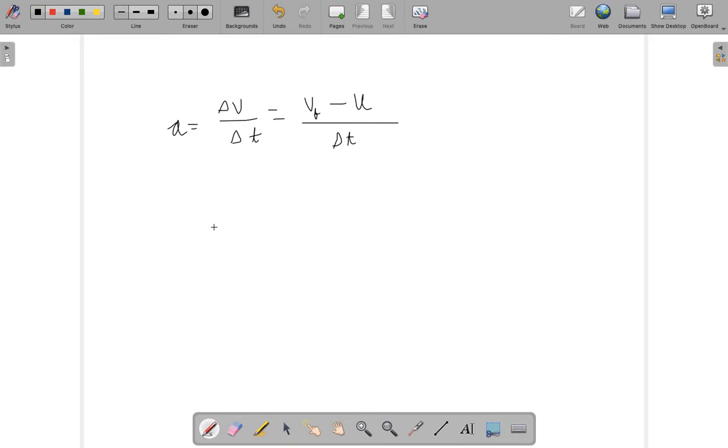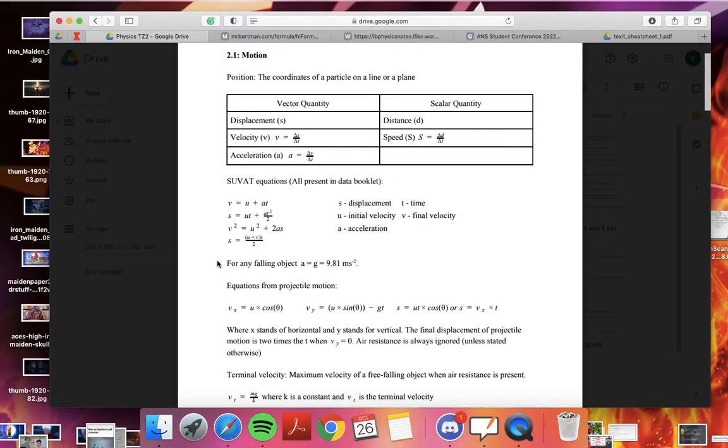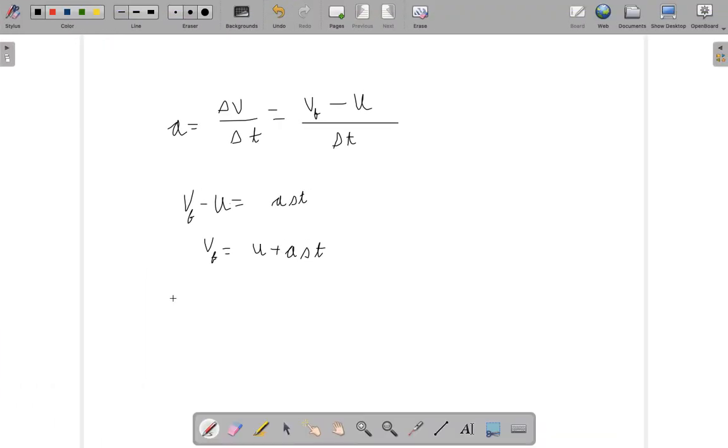If we rearrange this equation, we end up with our final velocity minus our initial velocity is equal to acceleration times the change in time. So you end up with our final velocity is equal to our initial velocity plus acceleration times the change in time, which is our first Suvat equation. For our next one, we're going to make use of this again. Our definition of velocity is that it is the change in displacement over the change in time.